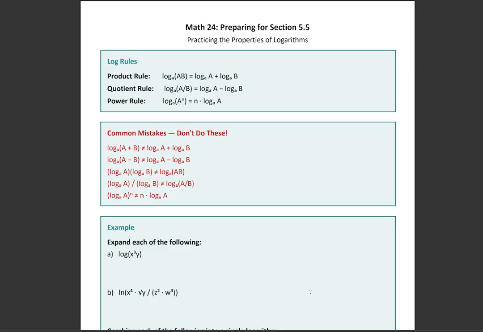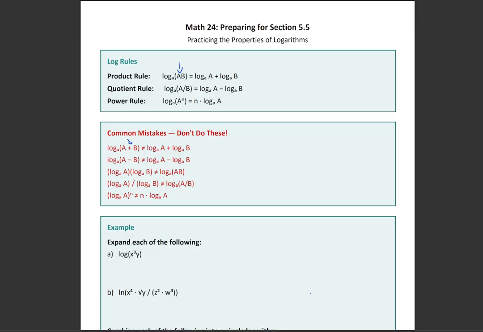Now, I listed some common mistakes. These are some common misinterpretations of our log rules. Here we have the log of a plus b, which is not the same as the log of a plus the log of b, right? We can't have addition in here. We have to have multiplication like we have here. Similarly with subtraction, log of a minus b is not log of a minus log of b. Same goes for multiplication and division. We cannot have any of those either.